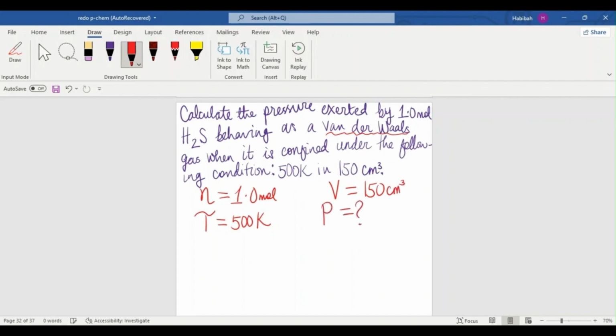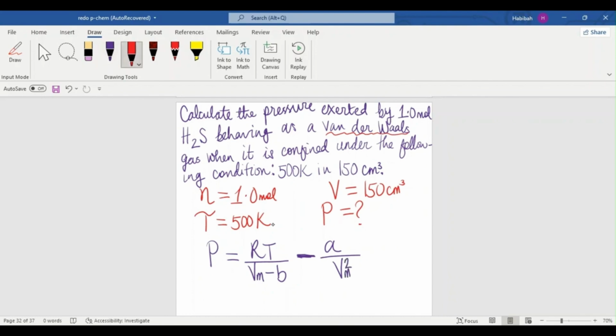Now, the first thing you have to notice, because this is a van der Waals gas, you already know that to find pressure, there's just one equation that we use, which is pressure equals RT, where R is the gas constant, T is the temperature, divided by the molar volume minus B, meaning one of the van der Waals parameters, and then minus A, which is the second van der Waals parameter, divided by molar volume all squared.